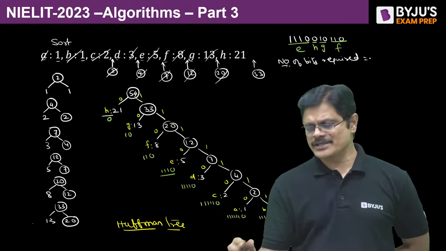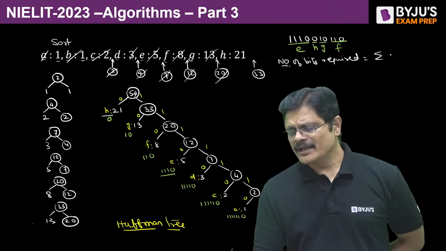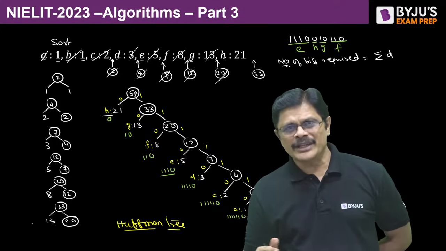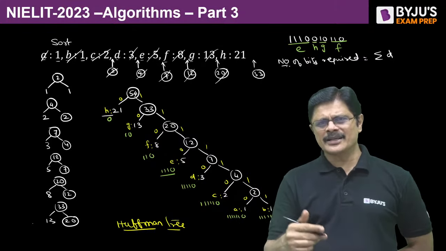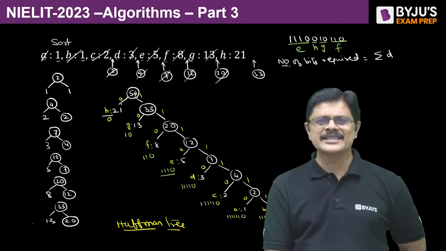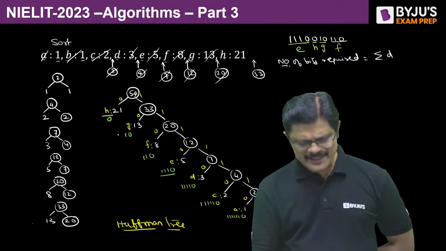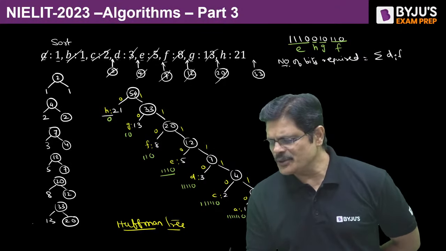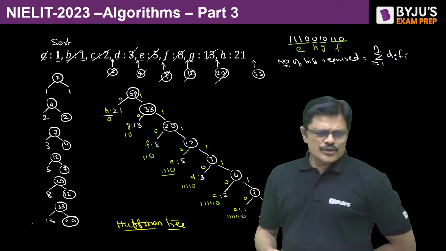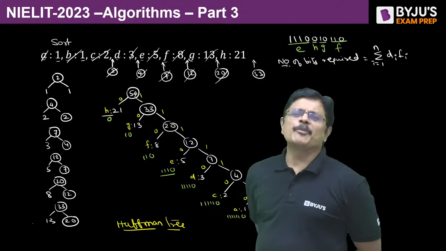So you can multiply the depth with the frequency. Depth is nothing but the code length. Code length is depth only. Here code length is depth. Depth multiplied with frequency, di into fi, where i varies from 1 to n. That will give you the number of bits required.